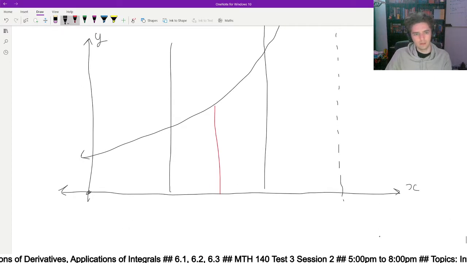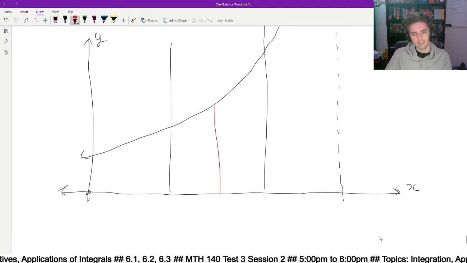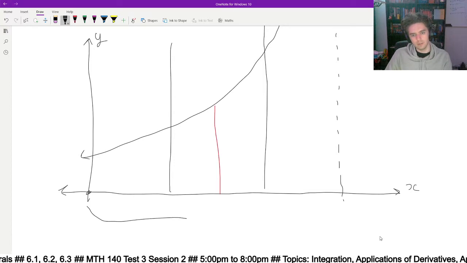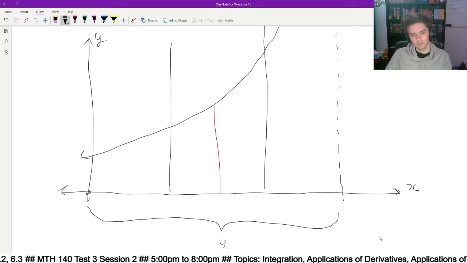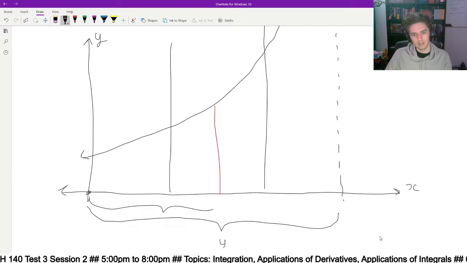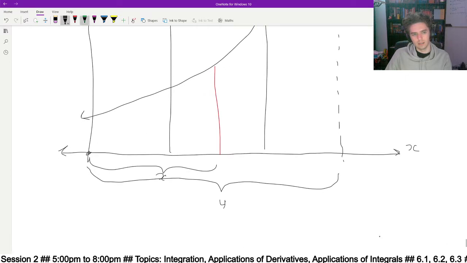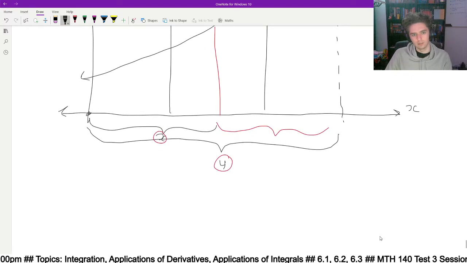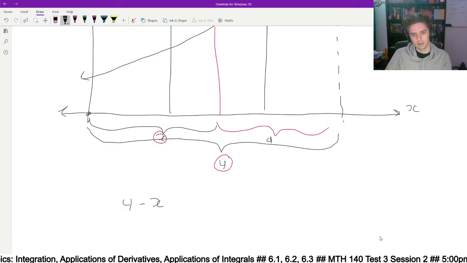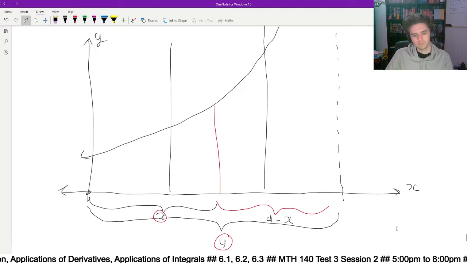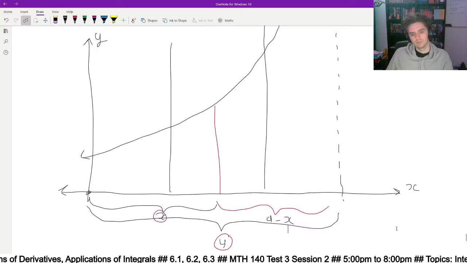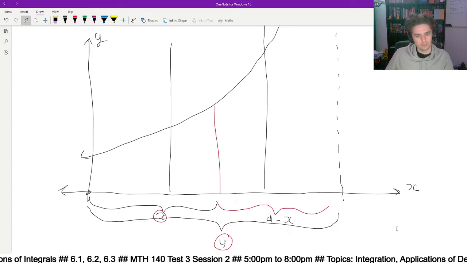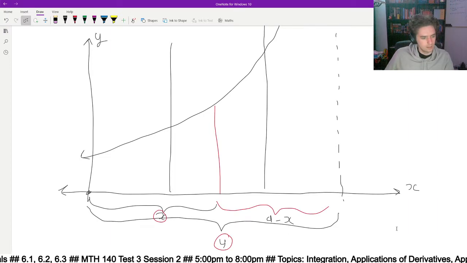So first of all, our height is going to just be the value of the function. And then our radius is, well, we know from here to here is 4, and we know from here to here is x, then from here to here will be the bigger one minus that one. So 4 minus x will be here. Okay, makes more sense. Good. Yeah. Okay, so there's that.